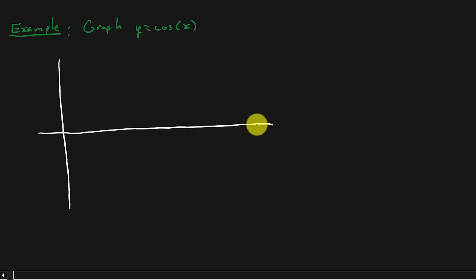All right, so what's the amplitude? The amplitude is 1. That's the number in front of cosine. So my maximum and minimum value is 1 and negative 1. And I'm graphing from 0 to 2 pi. And then I want to break this up into 4 equal intervals.